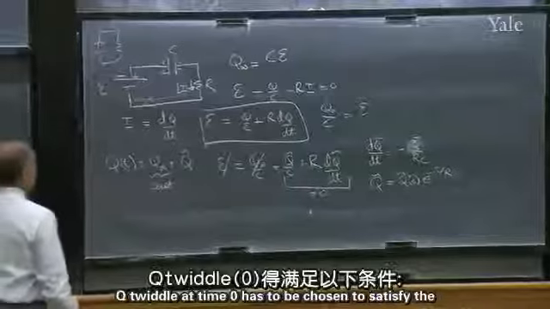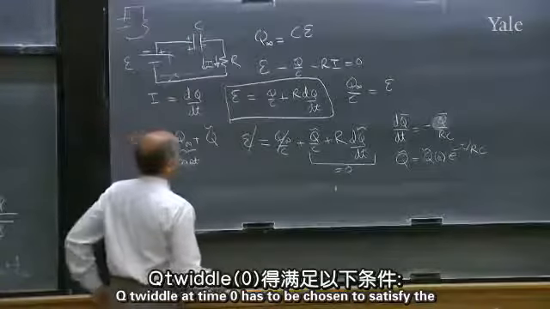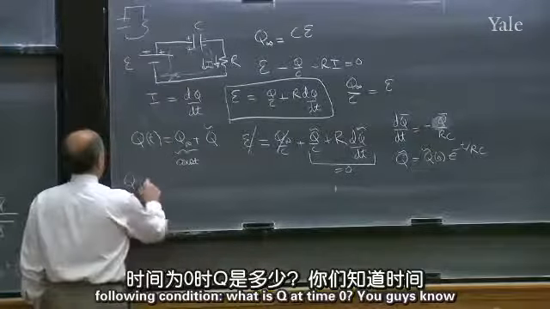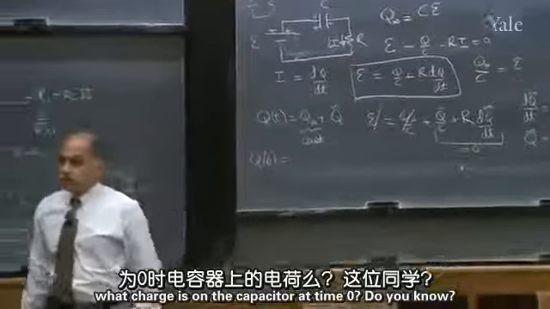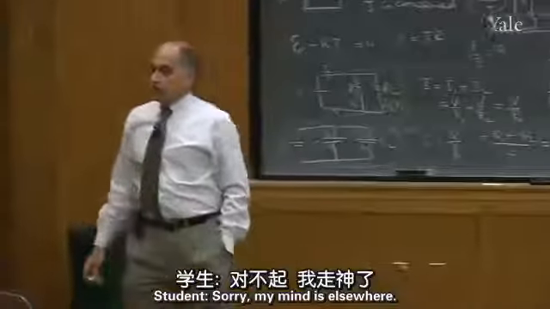Now Q twiddle at time 0 has to be chosen to satisfy the following condition. What is Q at time 0? Do you know what charge is on the capacitor at time 0?